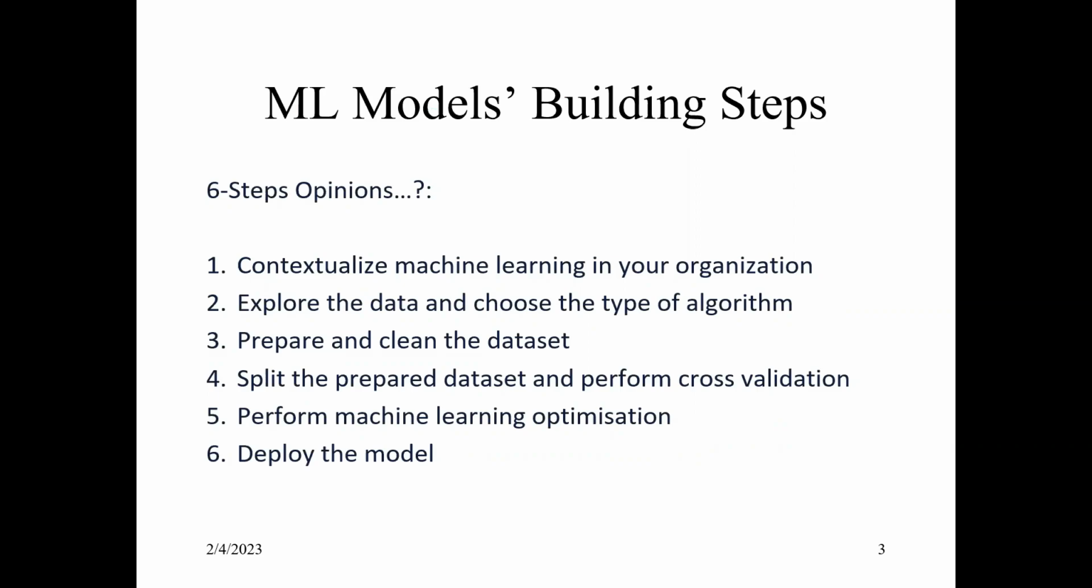Conceptualize your machine learning for your organization, explore the data, and choose the type of algorithm. You see, how do you choose the type of algorithm? How do you know the algorithm that is going to work for you? You see, some steps become very unclear. Prepare and clean the data, split this prepared data set, perform machine learning optimization, deploy the model.